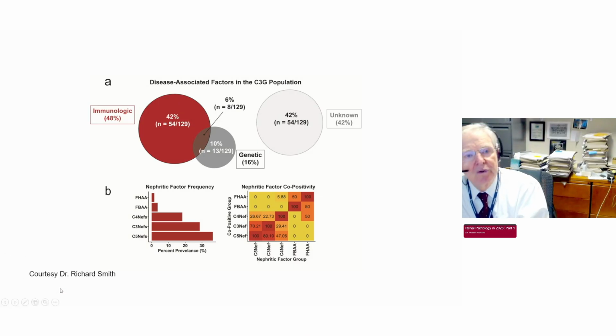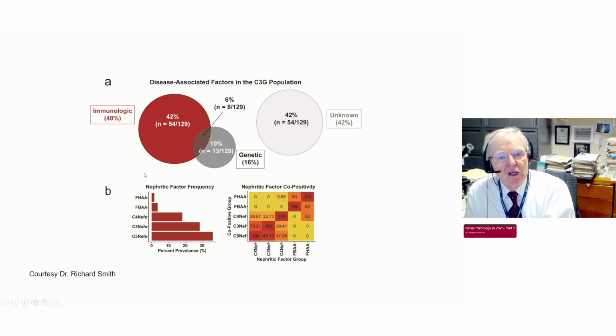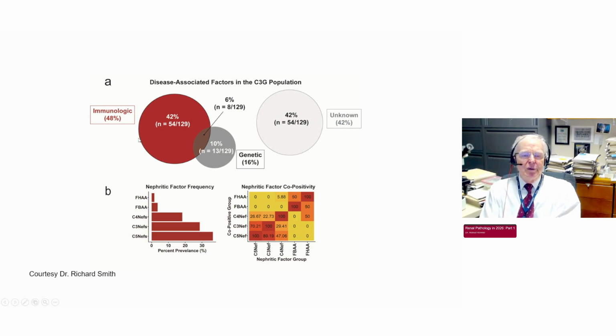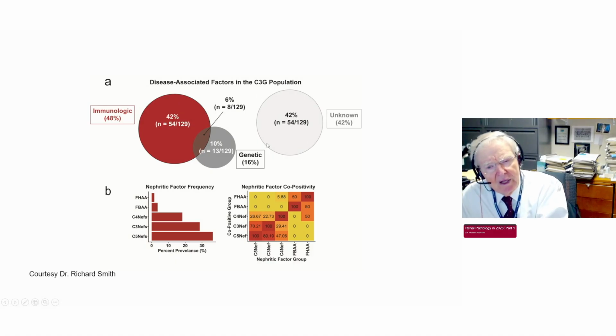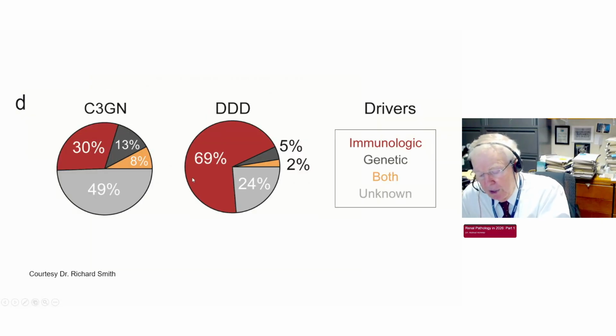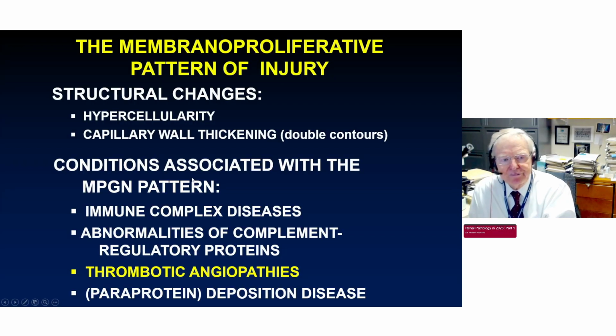As you can see here, if you break down the cases of C3 glomerulonephritis, this is courtesy of Dr. Smith from Iowa, you can see that the great majority of patients with C3GN have an immunologic cause, namely either a nephritic factor, an antibody against the convertase, and few of them have a genetic factor. Notice that many of them are unknown, and therefore I suspect that many of them have either other autoantibodies or, more importantly, they may have a paraprotein that may not be detected that gives you a C3GN.